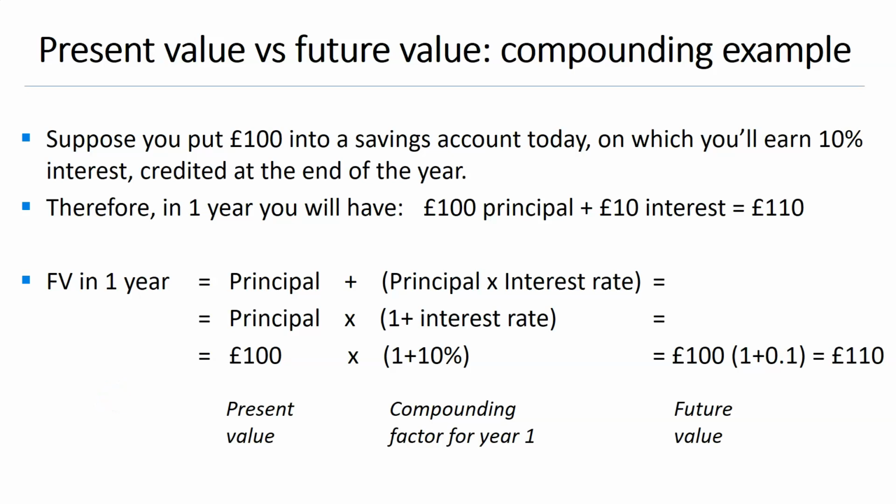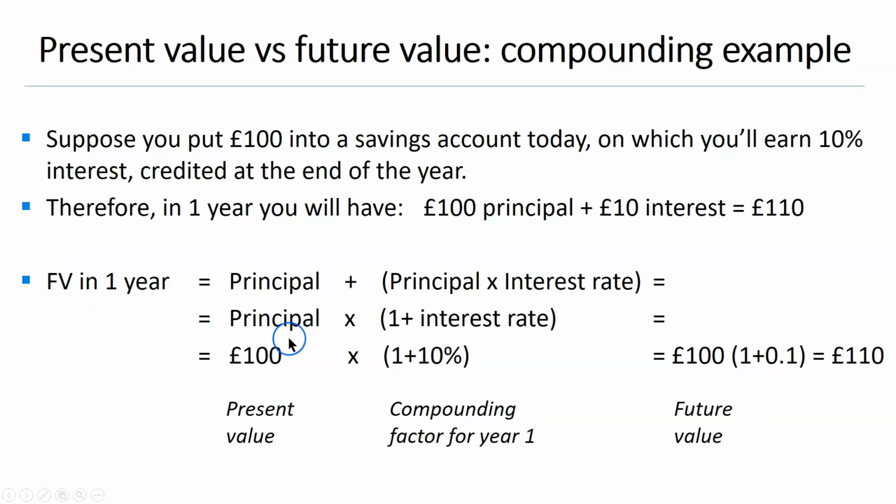How did we actually get to this formula? Let's have a look. Let's imagine that you simply put £100 into a savings account. You will earn 10% return on this. It will be credited at the end of the year. So at the end of the first year, you will have £100 principal plus 10% interest earned, which is equivalent to £110. How do we calculate this number? What is the formula involved?